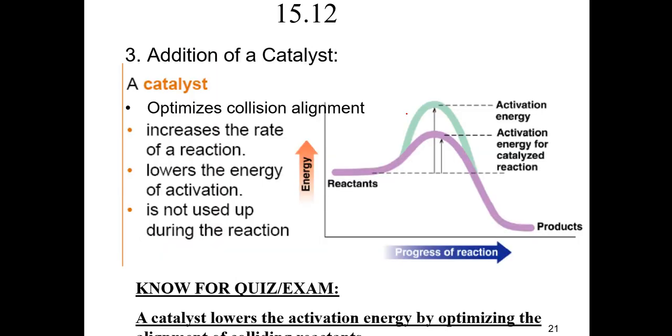And then the last one is called a catalyst. A catalyst is when you add a special chemical that is not part of the product. So in my example right here, I'll have a reactant here, a reactant here, and over here I'll have my product.